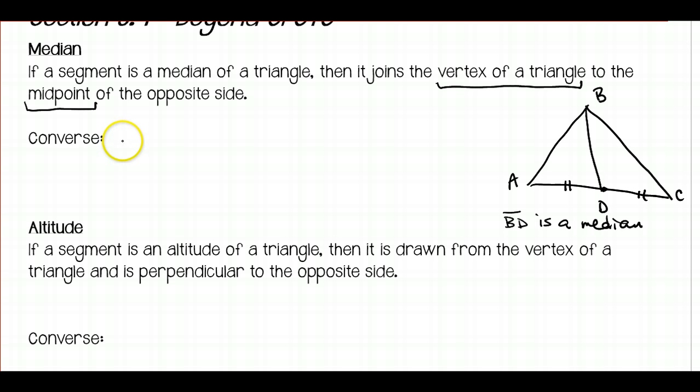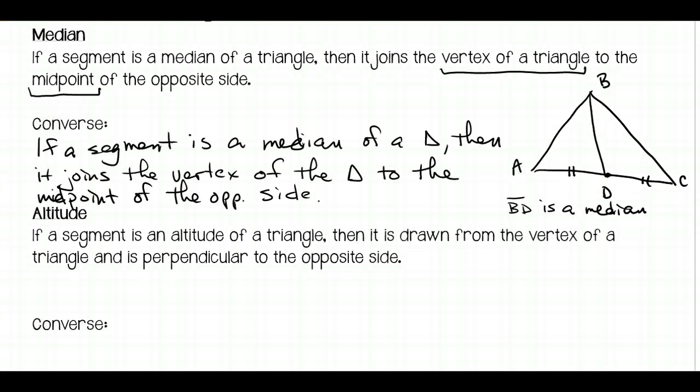Go ahead and pause the video and write the converse of this definition, and then when you restart it, check to make sure that you got it right. Alright, so here's our converse of the definition. If a segment is a median of a triangle, then it joins a vertex of the triangle to the midpoint of the opposite side. Make sure you update your theorem sheets with this definition and its converse.